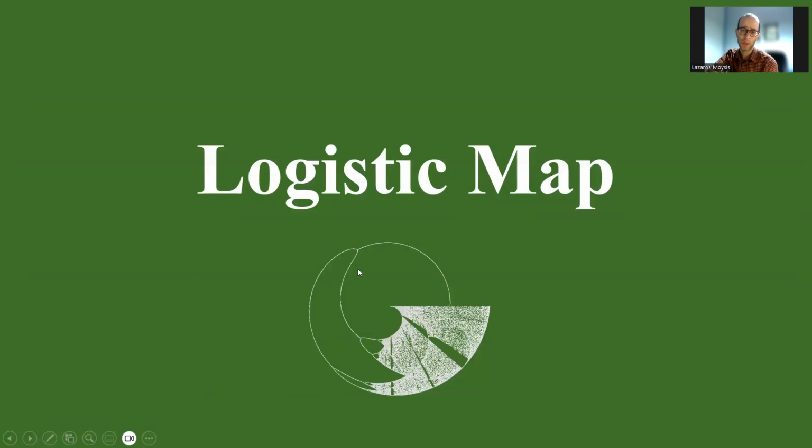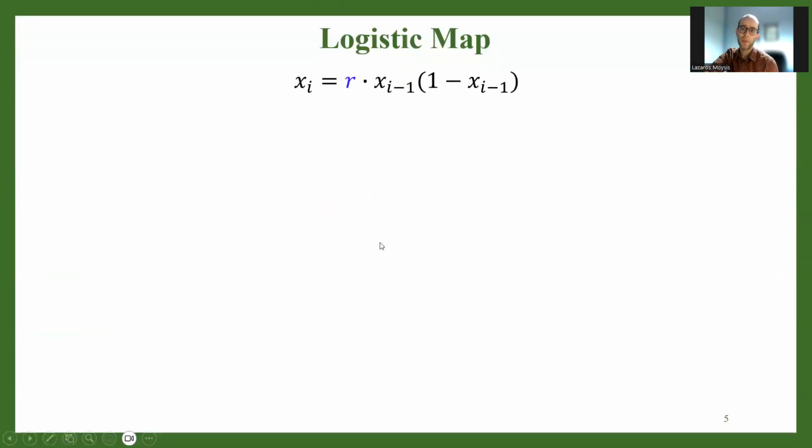Now let's talk about the logistic map, one of the most famous maps in chaos. In discrete time systems, it's the simplest map that can generate chaos, so it's almost as famous as the Lorenz system. It is a very simple formula that you can solve iteratively. As you see, x_i depends on r, which is a parameter, times x_{i-1}, the previous state, times this term here, which is 1 minus x_{i-1}.